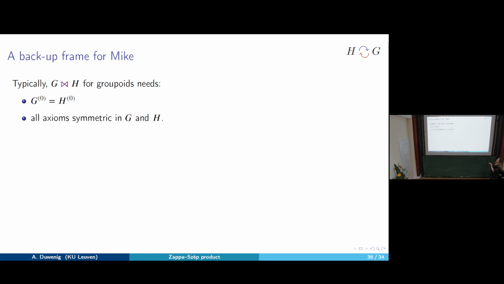So I mentioned earlier that originally the Zappa-Szép product is defined in a very symmetric way. In particular, you ask that the unit spaces actually coincide. And this makes sense. The Zappa-Szép product is something symmetric. But we were able to avoid that and asked instead that there just be a surjection from one of the unit spaces down to the other. In particular, we then replaced the momentum map of the H action on G. It's not the range map anymore, but instead it's the range map composed with this surjection.